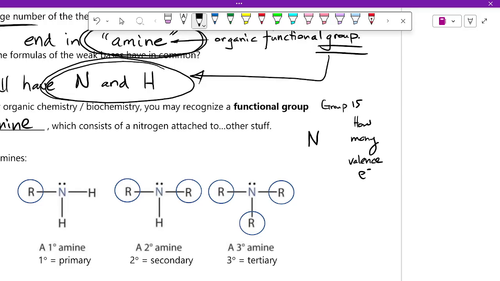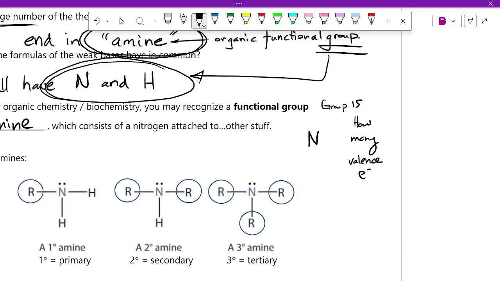Neon has 8. What group is neon in? What do we call them? Noble gases. What do we know about noble gases? They're not reactive. Why are they not reactive? Okay, but why can they not? Because they have a full valence shell.